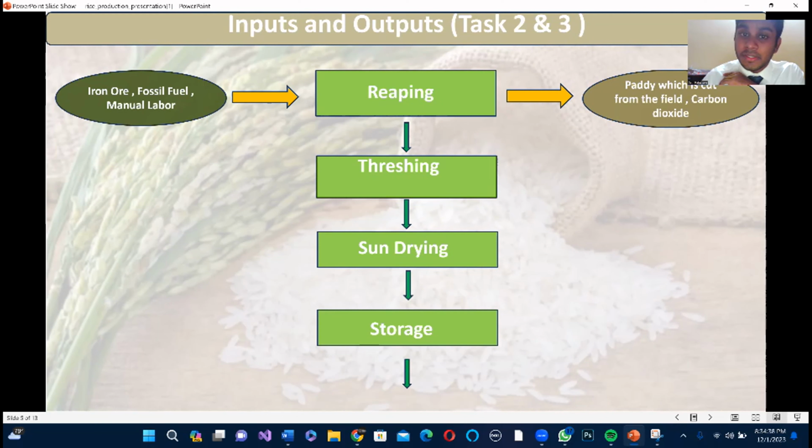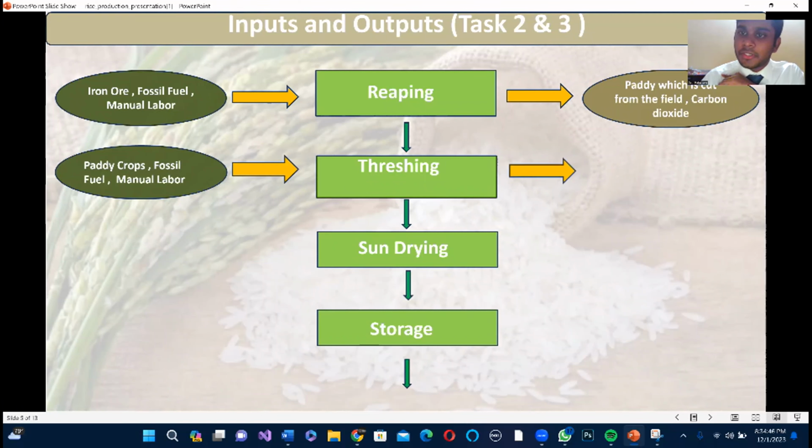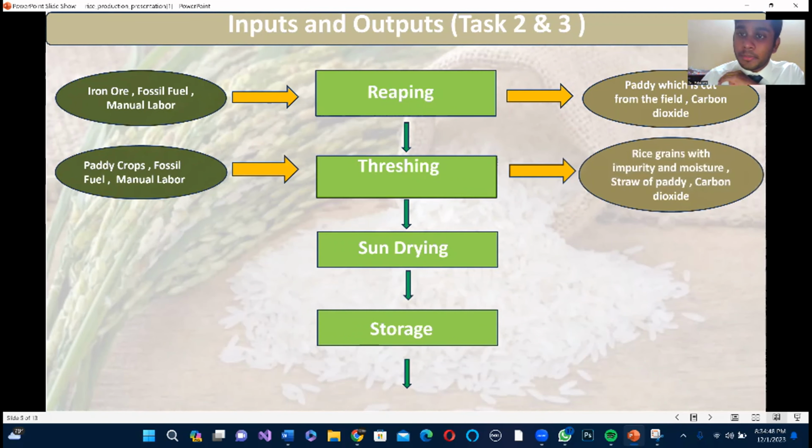Then our next step is threshing. For threshing, we have a few inputs, which are paddy crops, fossil fuel, and manual labor. After threshing, we obtain a few outputs, which are the rice grains with impurity and moisture, the straw of paddy, and carbon dioxide.